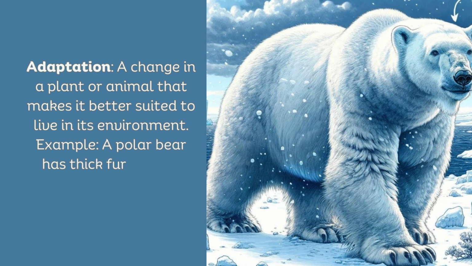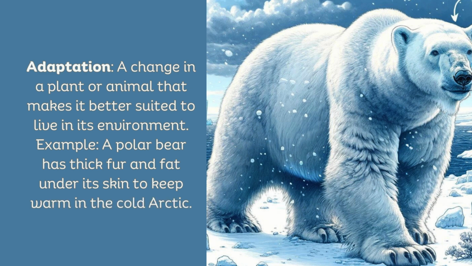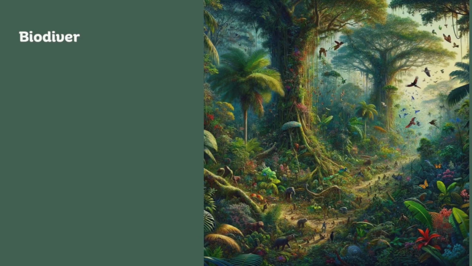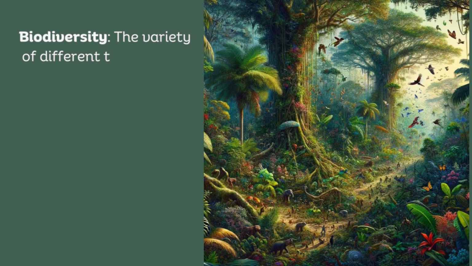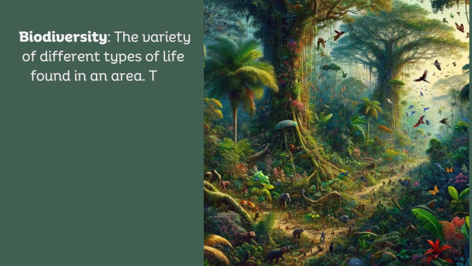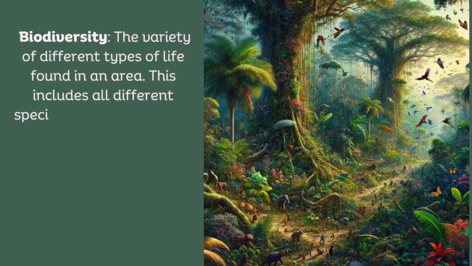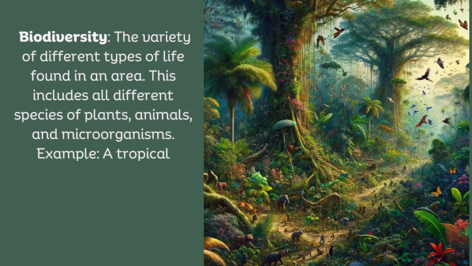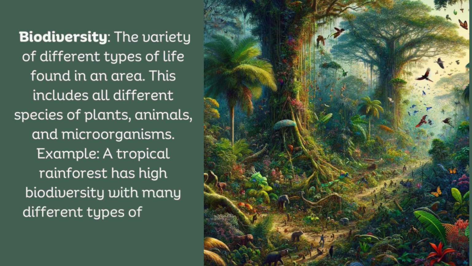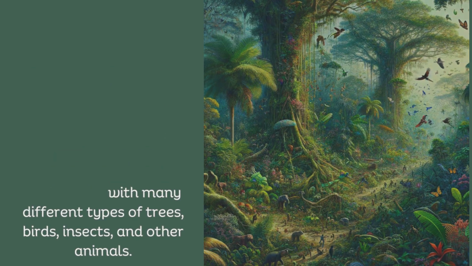Example: a polar bear has thick fur and fat under its skin to keep warm in the cold Arctic. Biodiversity. The variety of different types of life found in an area. This includes all different species of plants, animals, and microorganisms. Example: a tropical rainforest has high biodiversity with many different types of trees, birds, insects, and other animals.